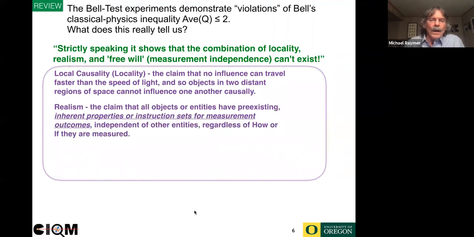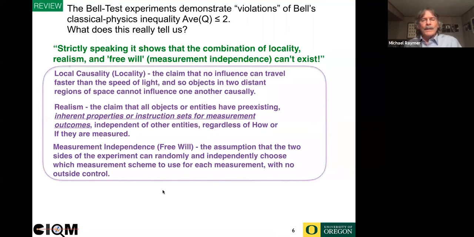Realism was the claim that all objects have pre-existing inherent properties or instruction sets for what observations will be obtained on measurement. And that means during the creation of the particle state, they can be anything, but once they're created with some probability and they travel out to their laboratories, at that point their instructions are built in to each object and they can't be changed. And that's how classical physics works, right? So that's a very reasonable assumption to take.